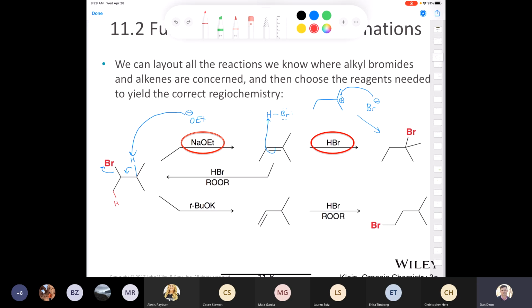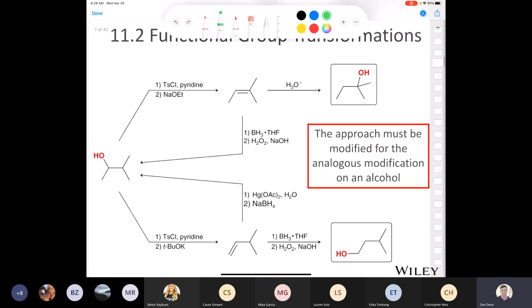anti-Markovnikov addition. And look at this. Now we put the bromine on this carbon. We've put it on this carbon and we've put it on this carbon. We've moved it all around the molecule. Pretty interesting, huh? And those, again, are the kind of strategies that we need to take to solve synthesis problems.